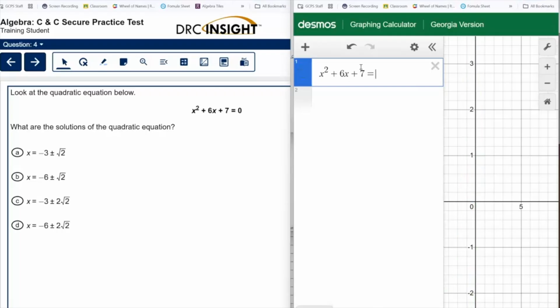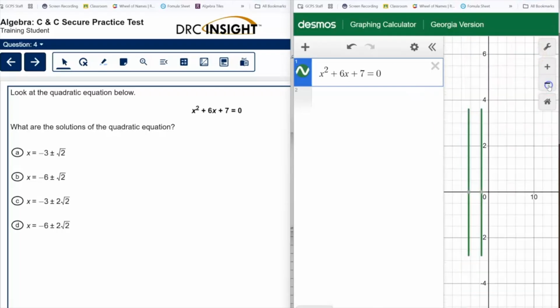So I'm just going to go ahead and type it in. This is my equation. Here are my x-intercepts. Boom. Now, this does not look like this, but what can I do with this so that it looks like this? Just type it right up in the calculator.